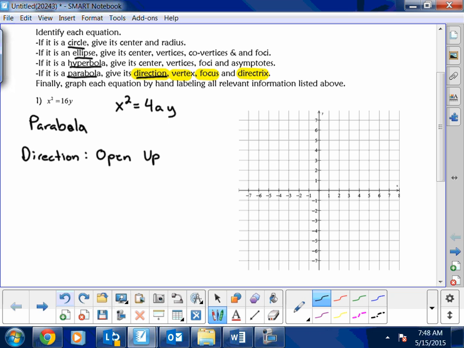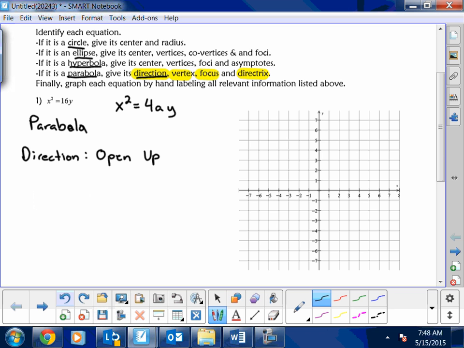How do you know if it opens to the side? Well, you'll have y squared equal to 4ax. If you have this form, it opens to the right if it's positive. So you do need to know this. And if it's negative, that's going to open to the left. But we are not going to be covering that right now, because right now we're covering one that opens up.